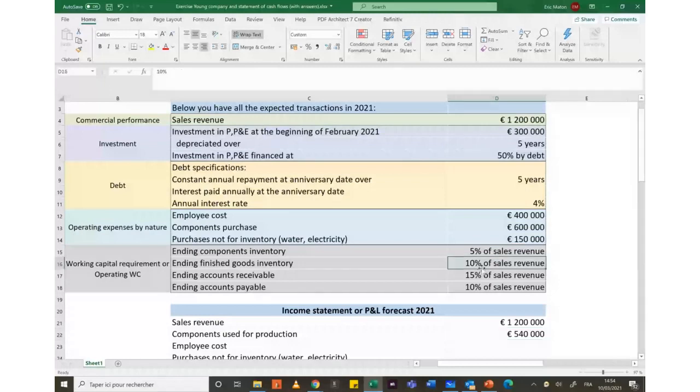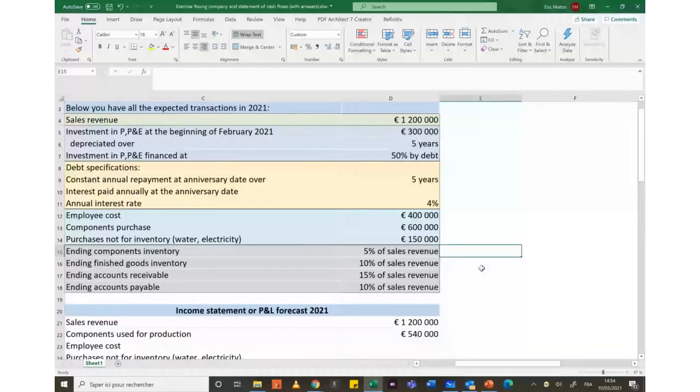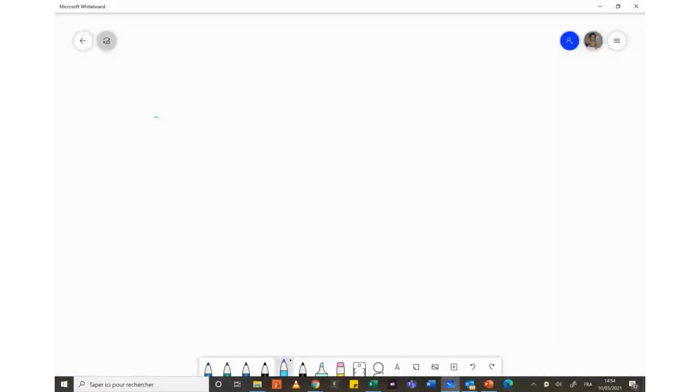So how do you find the 5%? For instance, here we say it is the value of the components inventory divided by the sales revenue. So here we have the components inventory in value divided by the sales revenue.